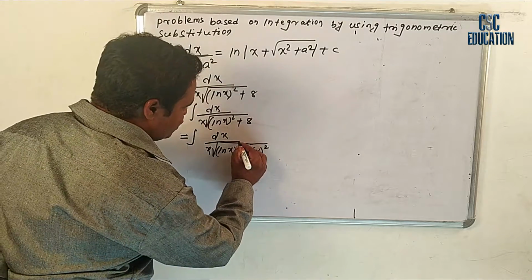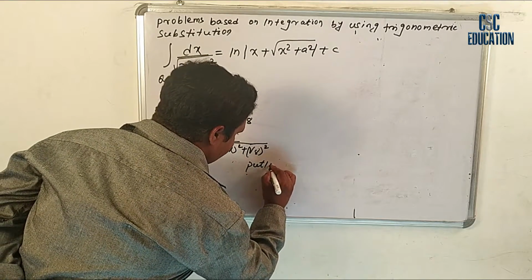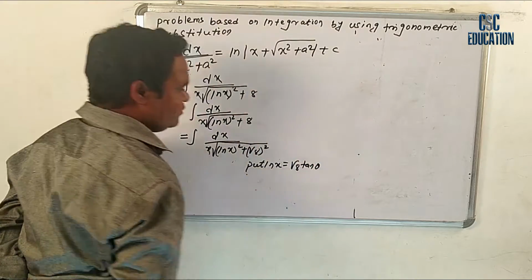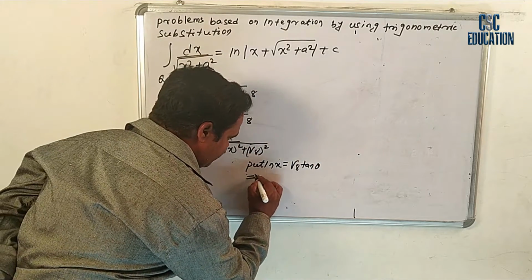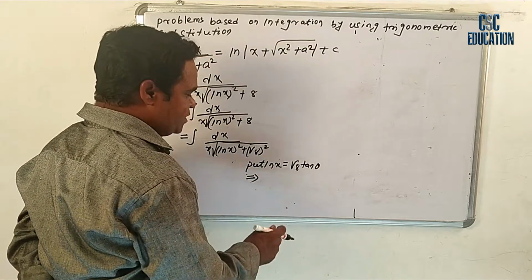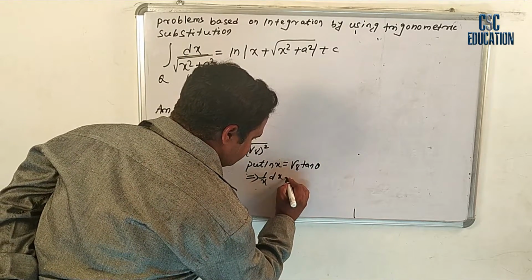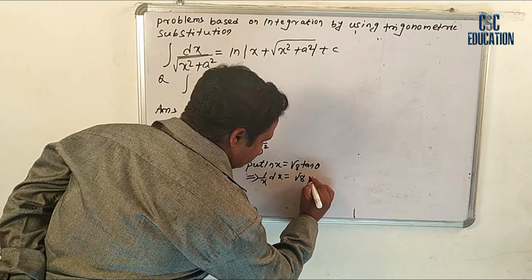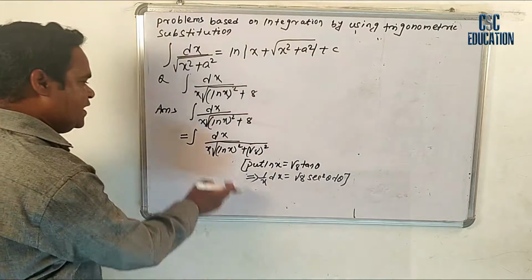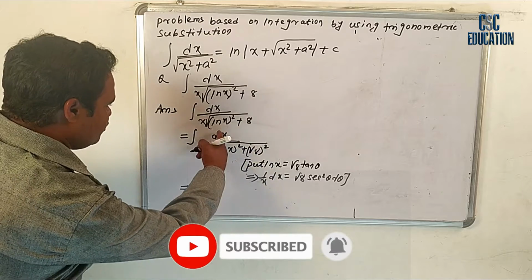Alright, in the question there is ln x, so we substitute: put ln x equals √8 tan θ. Now differentiating both sides with respect to θ, the value is 1/x dx equals √8 sec²θ dθ. Substitute this value in this part.